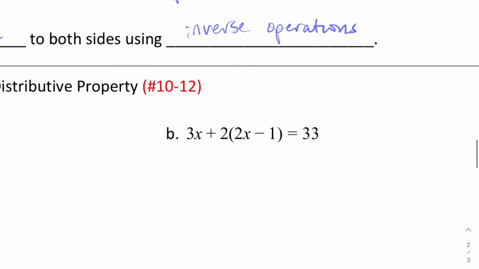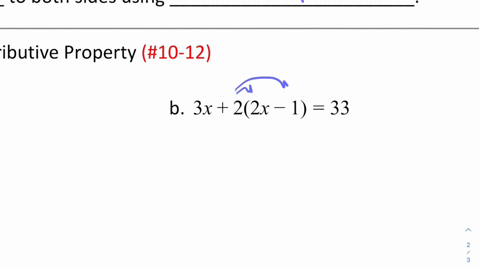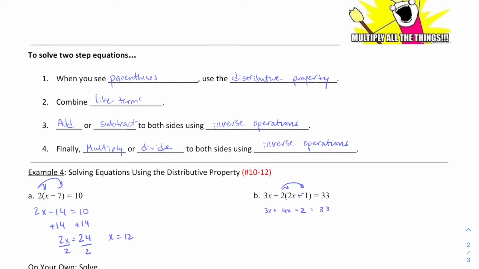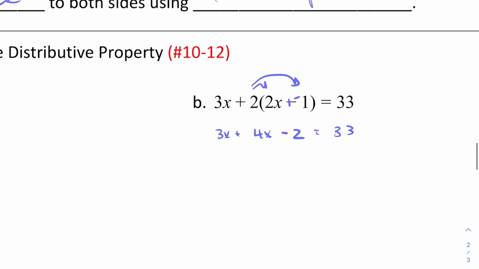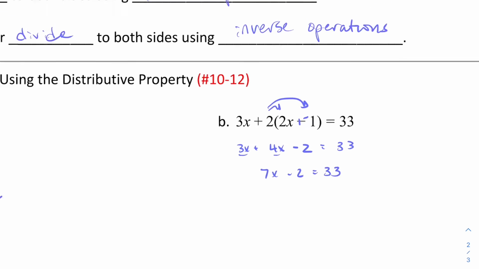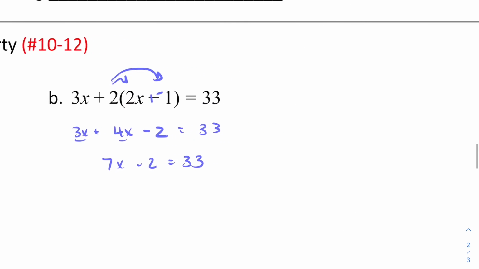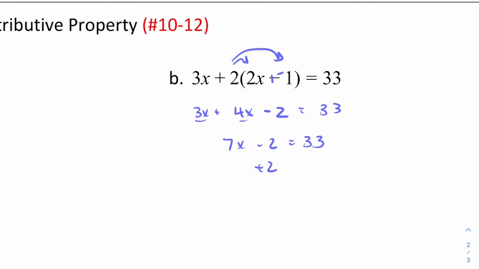Letter B, I see parentheses. Let's use the distributive property. So I have 2 times 2x, which is 4x. 2 times a negative 1, which is a negative 2. Let's copy everything else down. Alright, and in my notes I wrote that the next step is to combine like terms. Looks like I have 3x and 4x, which is 7x. Let's copy everything else down. And then what's my next step? Add or subtract using inverse operations. So I'm going to do plus 2. Plus 2, I get 7x is equal to 35. Last step is to multiply or divide. I'm going to divide by 7. x is equal to 5.